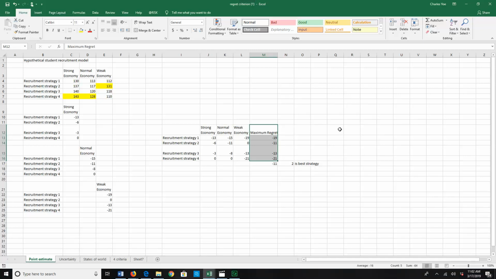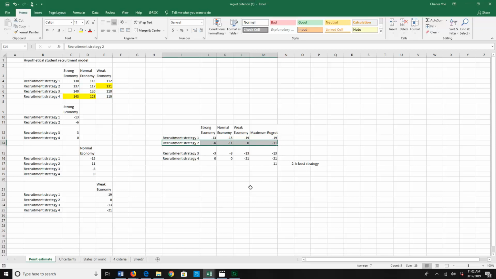And what we want to do is we want to minimize our maximum regret. So the strategy that does that for us is recruitment strategy 2. If we implement recruitment strategy 2 and there's a strong economy, we will have some regret. If there's a normal economy, we will have some regret. If there's a weak economy, we'll have no regret. But across these 3 conditions, strategy 2 gives us the best strategy.